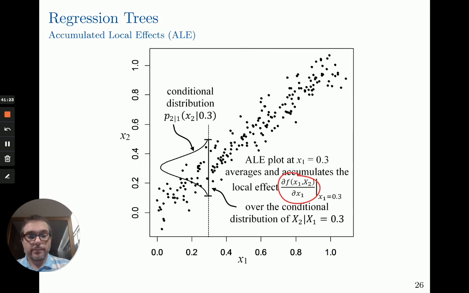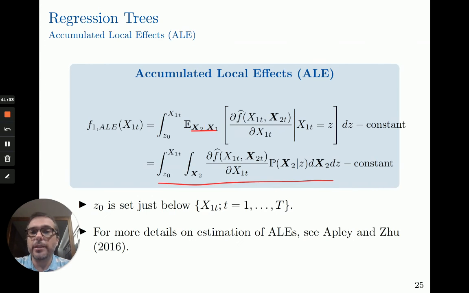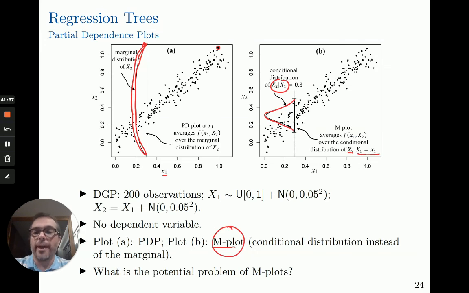Of course, variable importance is something tuned to regression trees, but PDPs and accumulated local effects or M plots like here, you can use these tools with any nonlinear machine learning model. So you can use them for neural networks, for deep neural networks, and so forth.